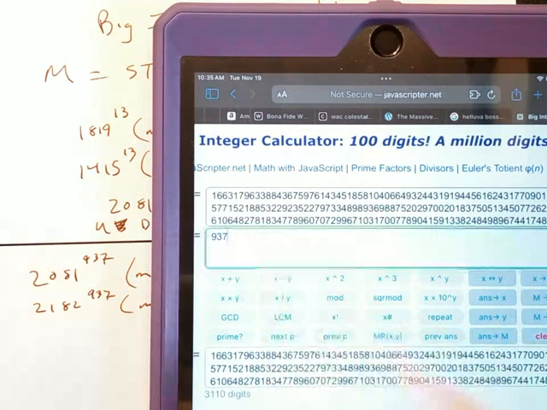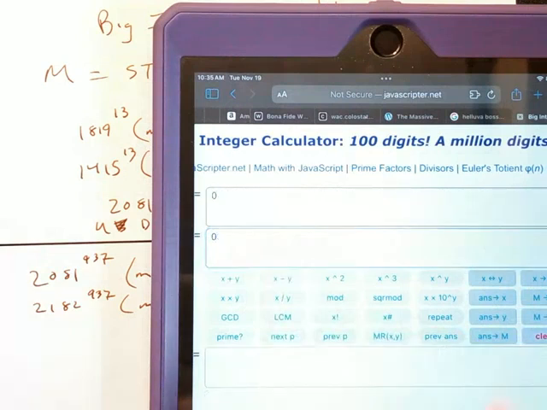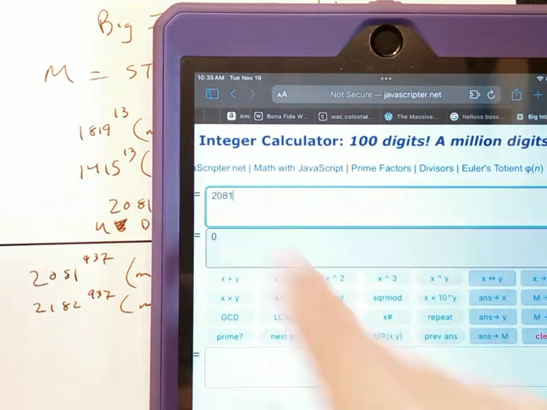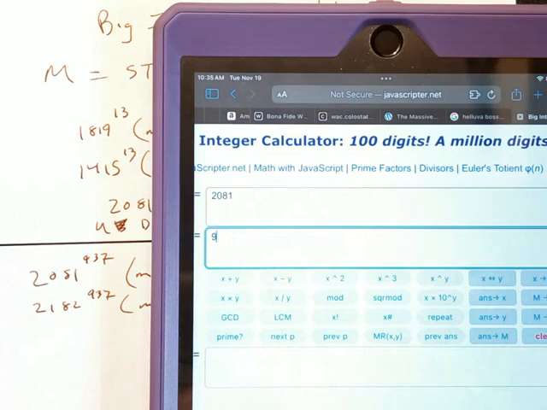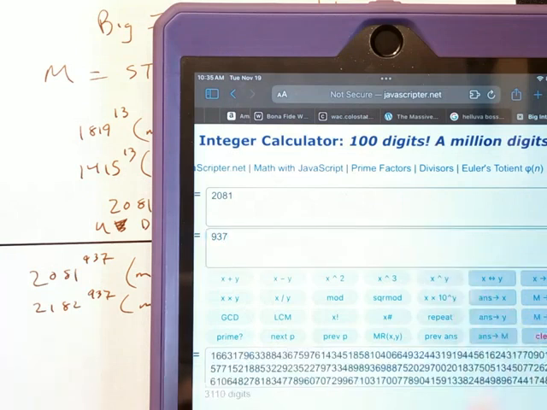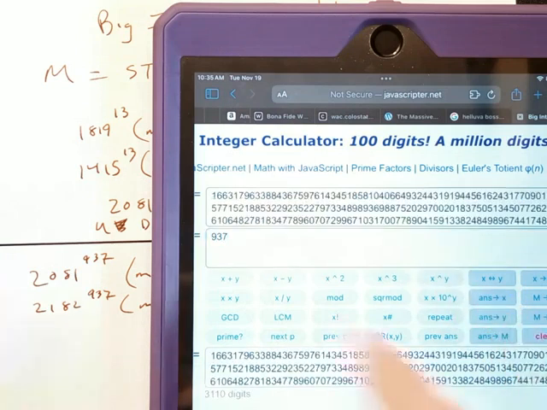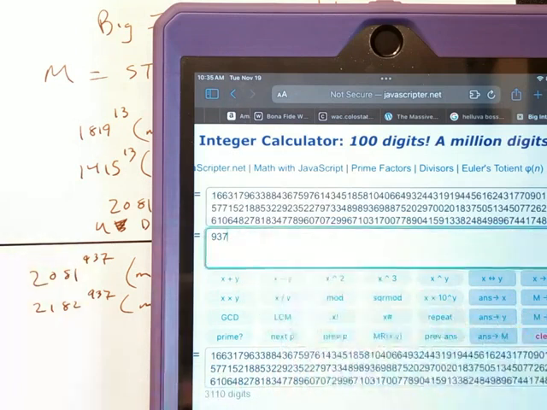Try again. 2081 raised to the 937th. Put that in X, mod by 2537, mod 1819. I got ST.